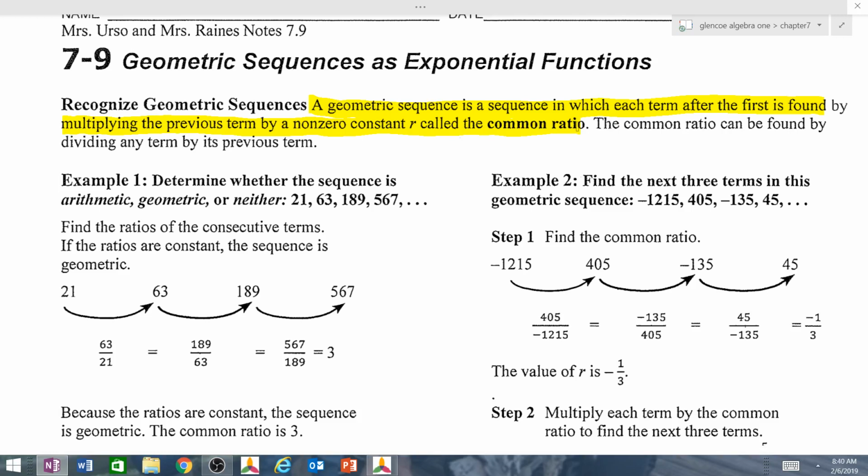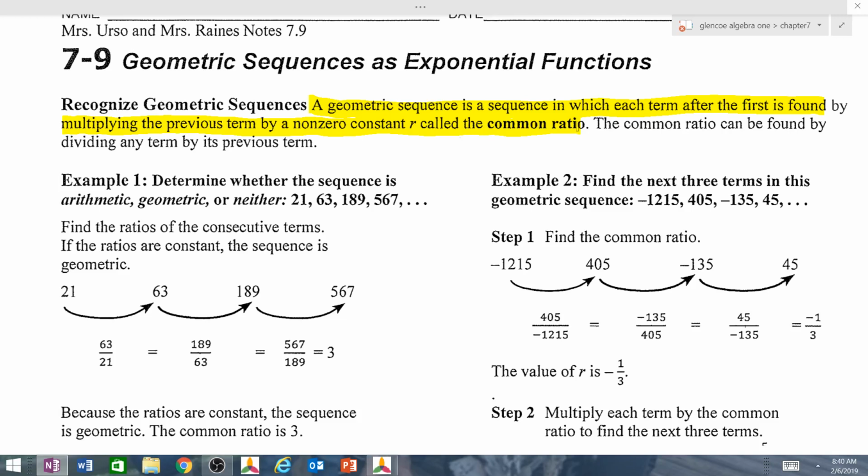So we have three choices. Is it an arithmetic sequence because we're adding or subtracting? Is it a geometric sequence because we are multiplying by the same constant? You could multiply by a fraction, or you could multiply by an integer, or is it neither?